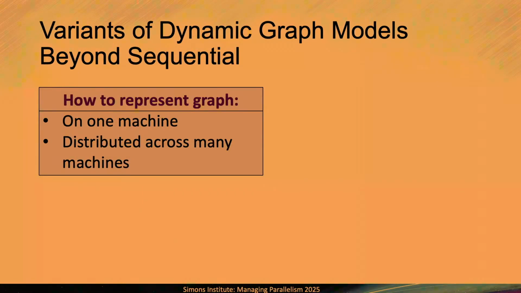There are many different variants of dynamic graph models. I'm going to briefly go over these, and then I'll describe our variant. The variants beyond the sequential classic model involve a number of things. The first is, how do you represent your graph in your machine? You can store your entire graph in one machine, as in shared memory parallelism, or you can distribute your graph across many machines. We have already heard about distributed algorithms today.